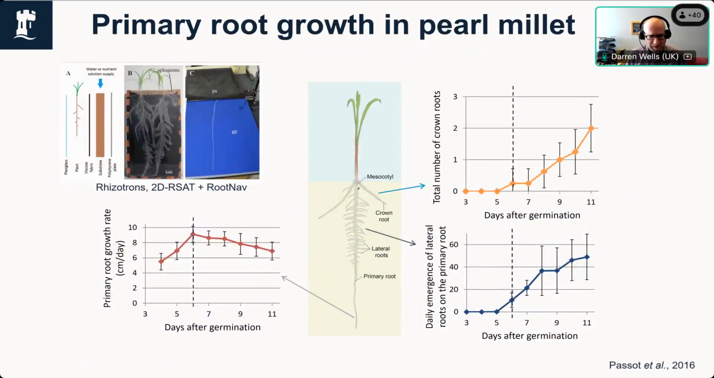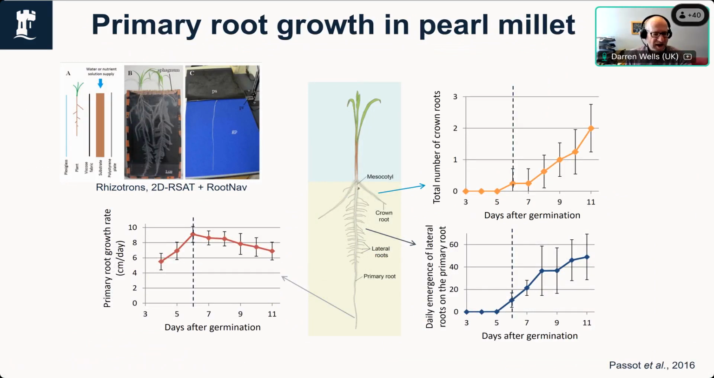And so the first set of experiments we did with some collaborators from Laurent Laplace's lab in Montpellier was look at seedlings and look at primary root growth. Lucie Passot from Laurent's lab spent a lot of her PhD using rhizotrons and the 2D system I showed you earlier and the first version of RootNav to look at how the primary root develops in pearl millet. And a striking thing of pearl millet is how fast the primary root grows.